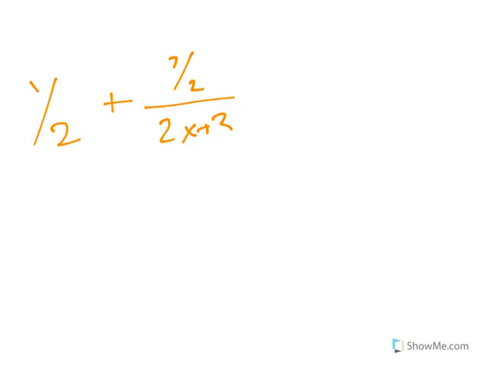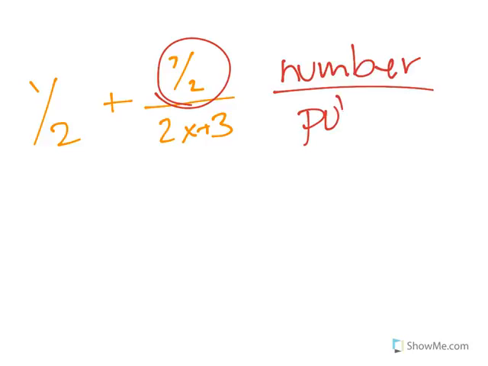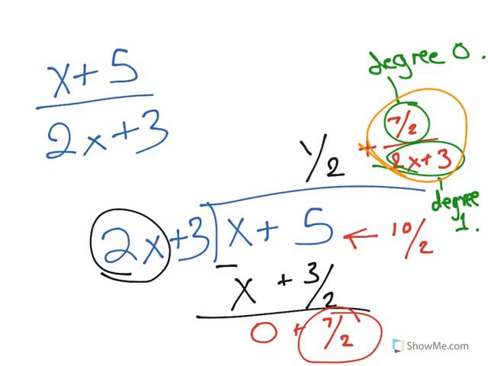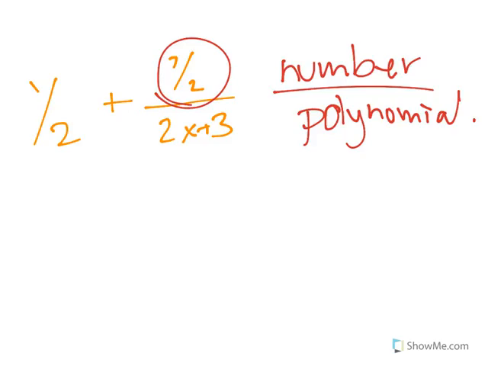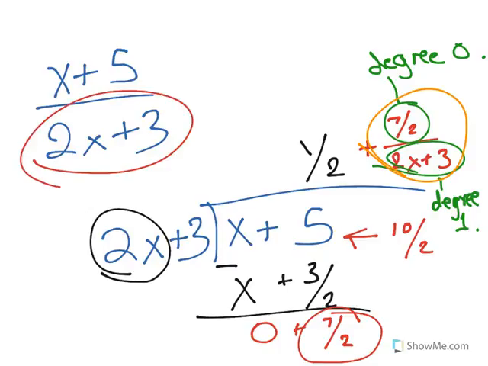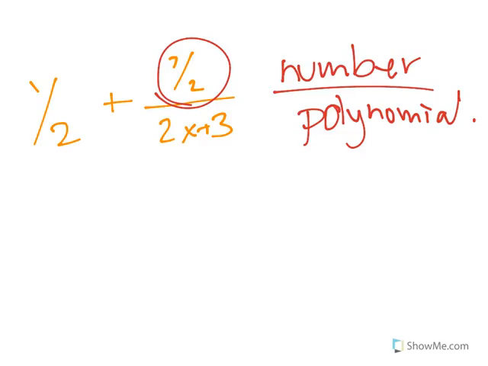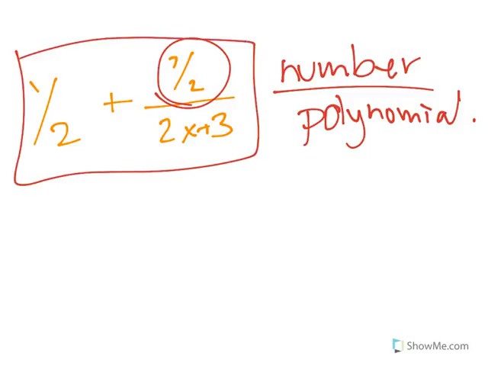Fulfilling that requirement, to find the partial fraction expansion, there is actually no more we can do, because for a partial fraction expansion you need to get a number over a polynomial which is a factor of whatever denominator we had before. 2x plus 3 is a factor of 2x plus 3. So actually here we just found our partial fraction expansion.